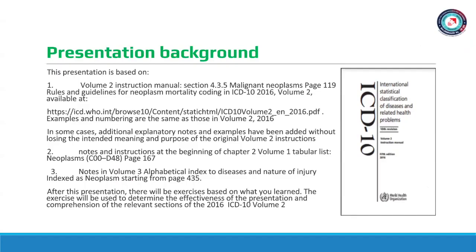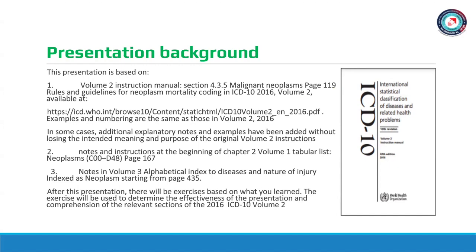This presentation is based on guidelines and rules for neoplasm mortality coding in ICD-10 2016, Volume 2. Additional explanatory notes and examples have been included without altering the original instructions from Volume 2, 2016. Notes and instructions can also be found at the beginning of Chapter 2 in Volume 1 tabular list, specifically focusing on neoplasms C00 to D48 on page 167.